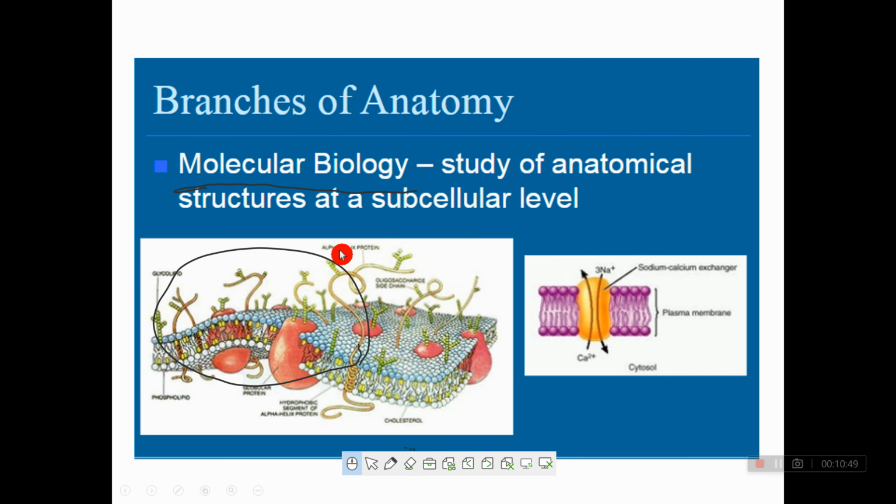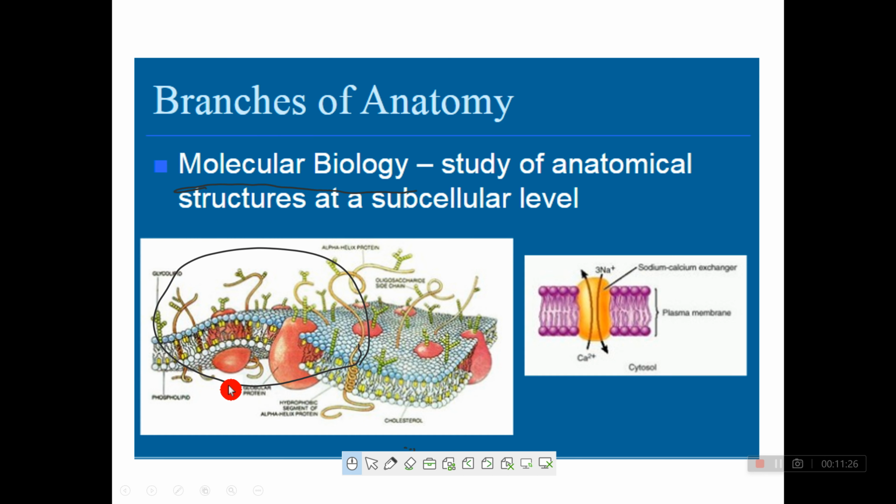Next one is molecular biology. Molecular biology is the study of anatomical structures at a subcellular level, where we are talking about the different organelles or the different parts of the cells. For example, we are talking about the cell membrane or the plasma membrane. What is the cell membrane of an organism made up of? These kinds of things will be included in molecular biology.